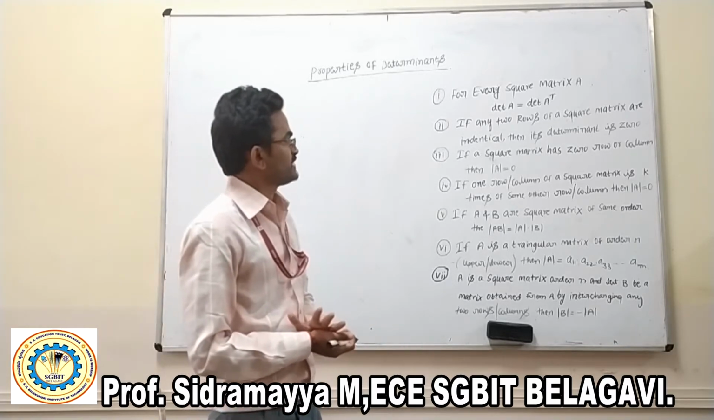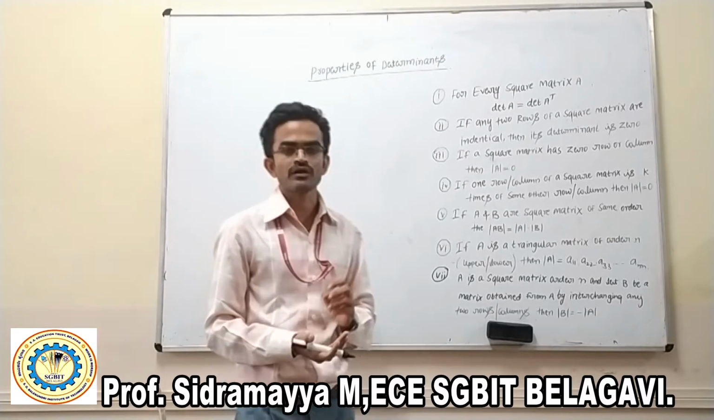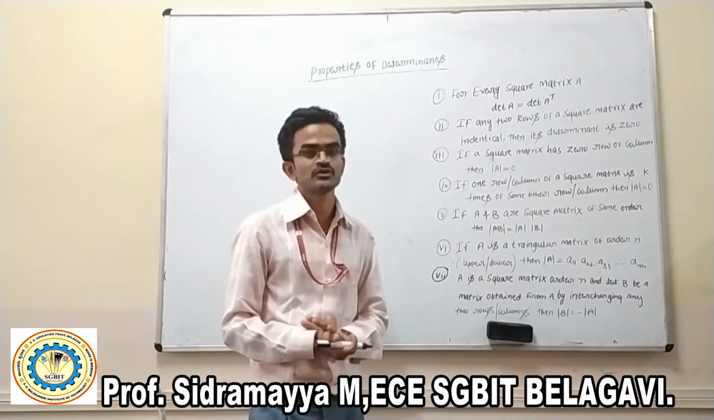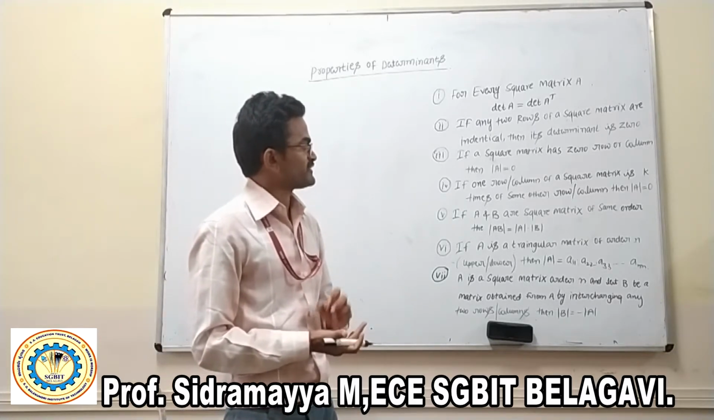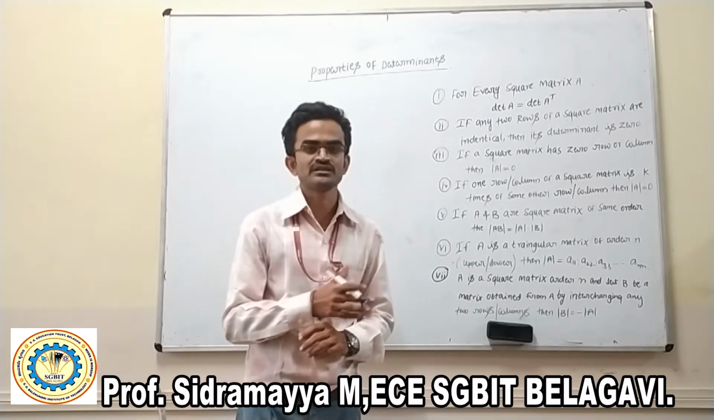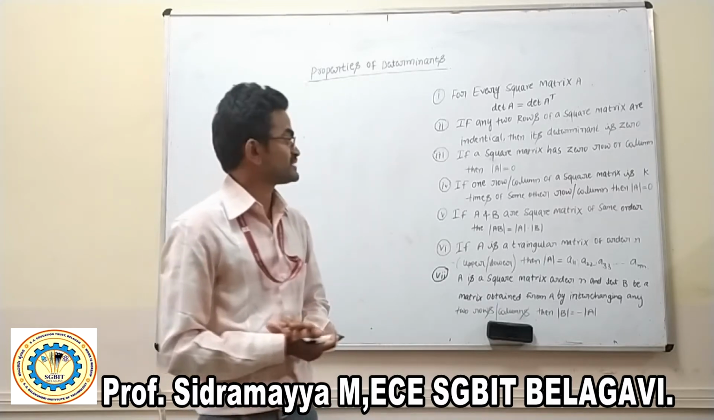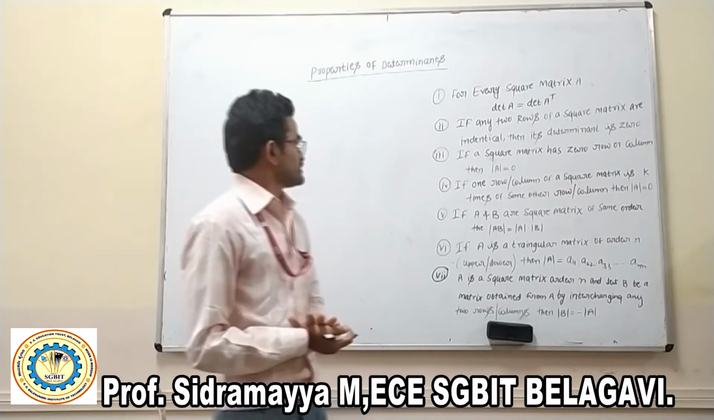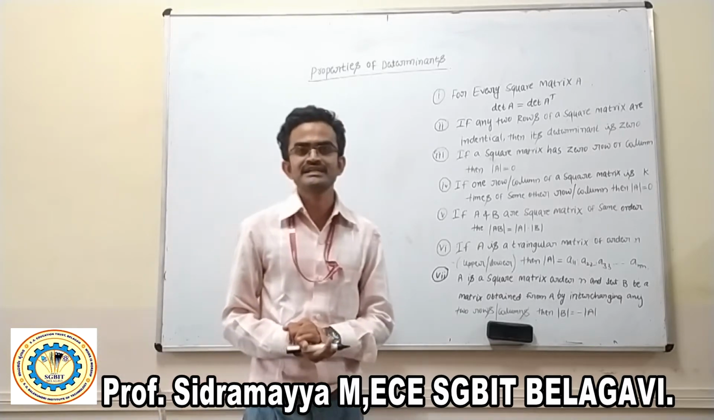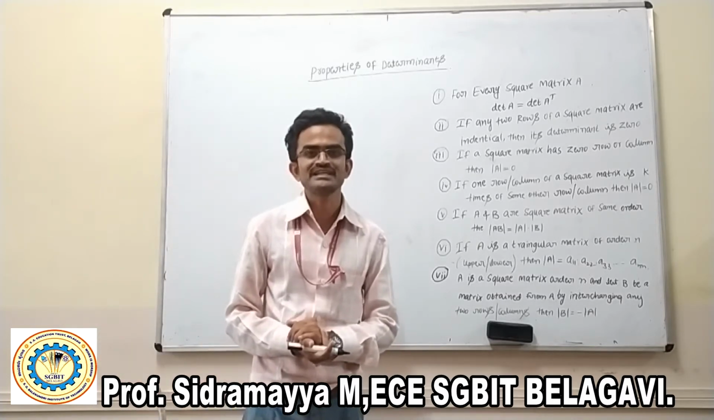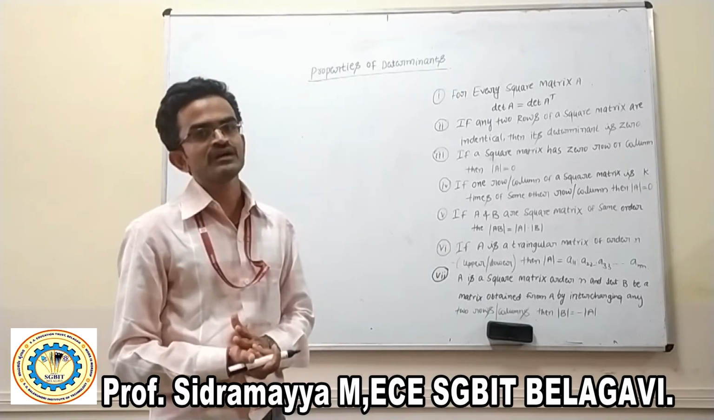Similarly, the third one, if a square matrix has a 0 row or 0 column, then its determinant is equal to 0. The fourth one, if any one row or column of a square matrix is k times the other row or column, then its determinant is equal to 0. The fifth one, if A and B are square matrices of the same order, then the determinant of AB is equal to determinant of A into determinant of B.